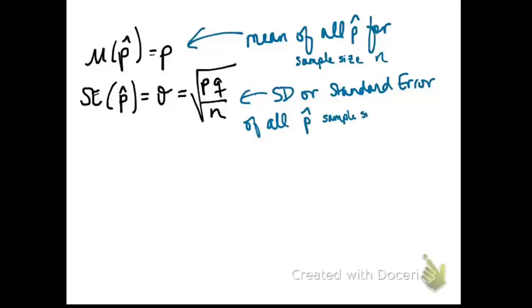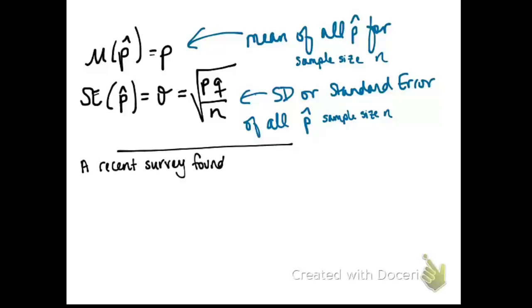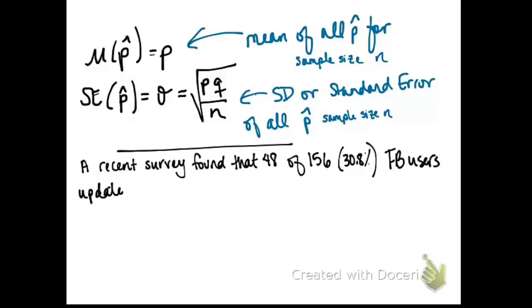And we can say that if NP and NQ are greater than or equal to 10, we can approximate this using the normal distribution. So let's say that a recent survey found that 48 of 156, or approximately 30.8%, of Facebook users update their Facebook status daily.